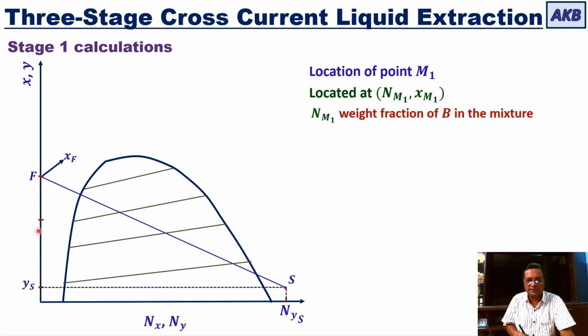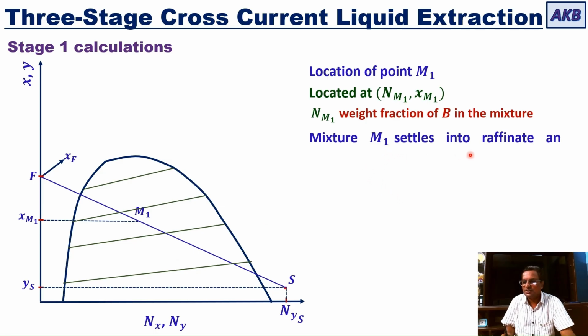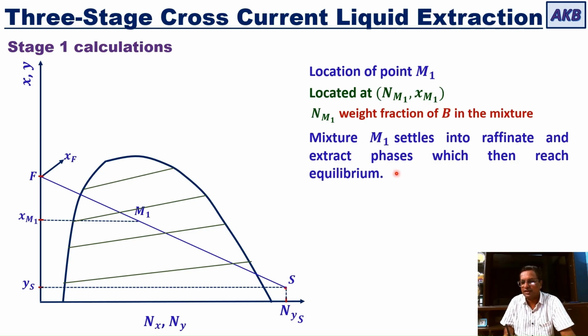So on the y-axis, locate XM1. Then go to the line FS, the line connecting points F and S. That will give the intersection point with the line FS. I am calling it M1. This M1 represents the mixture that is obtained in stage number 1. When it is allowed to settle, mixture M1 settles into raffinate and extract phases.